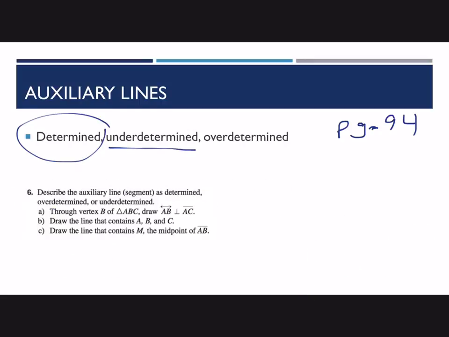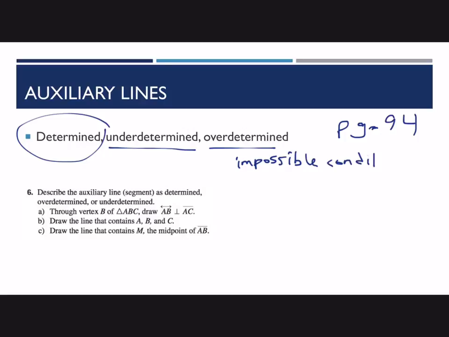Underdetermined would mean we've drawn something that's possible, but there may be more than one figure that's possible, and we haven't really stated why we're choosing one over the other. And then overdetermined, your textbook states that an auxiliary line is overdetermined if it means that there are some impossible conditions.